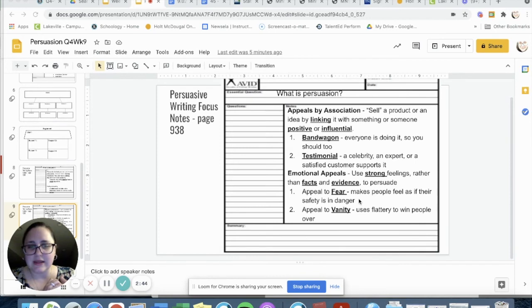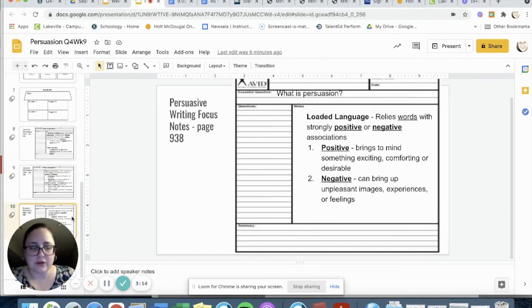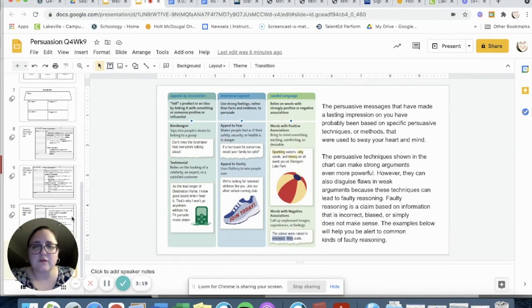Now, appealing to vanity is basically using flattery to win people over. It appeals to them. Maybe they want to look a certain way, or they believe that if they use this product or buy into this idea, it'll help them to be a better person or be more flattering. That's appeal to vanity. Okay, so those are the appeals section of persuasion. All right. So there is loaded language, which we've already covered. And again, that's third on your list of notes. So let's take a look at this graphic.